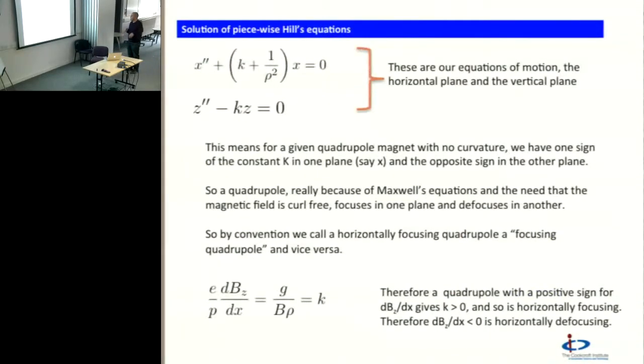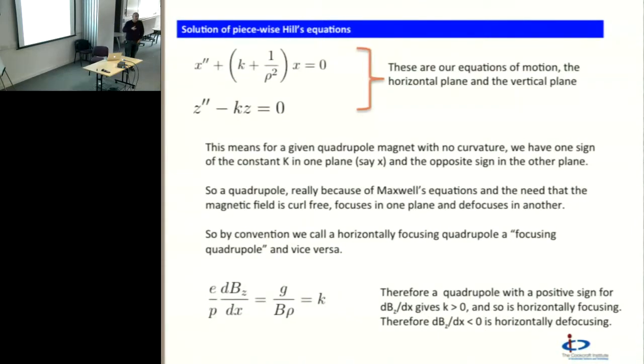So what we're going to do is solve Hill's equations in a piecewise way. Well, complicated. In principle, k and rho depend on s, arbitrary functions. We'll solve it for constant values and then glue these things together. So the motion through a quadrupole is given by a matrix. We'll use that matrix, do a drift by another matrix, and we'll build up the solution through the accelerator. So, a quadrupole, because of Maxwell's equations, we looked at this before, focuses in one plane and defocuses in another.